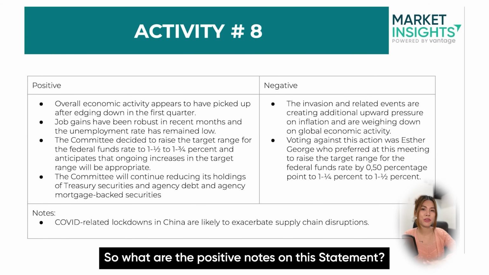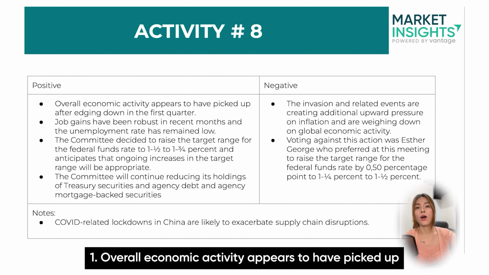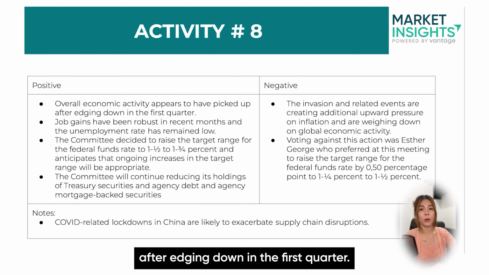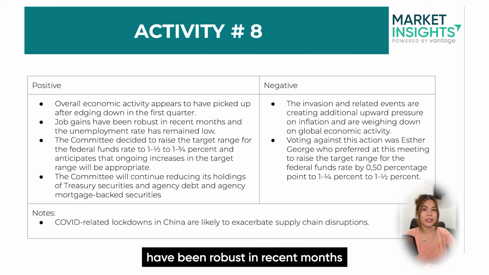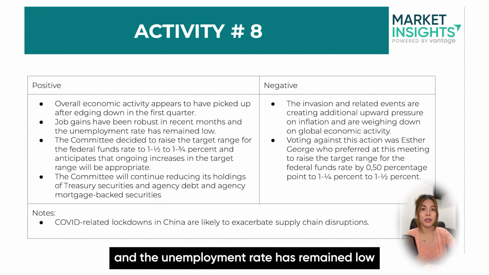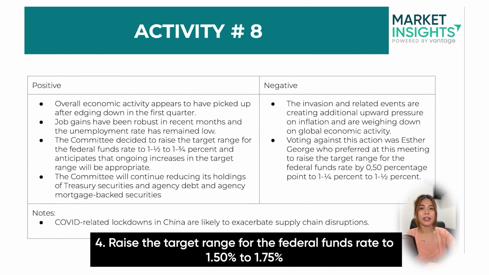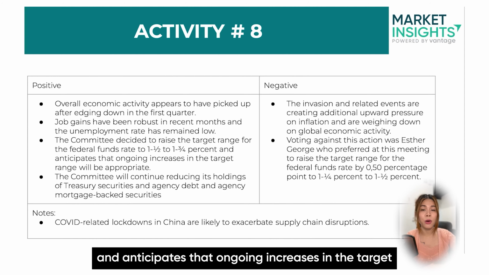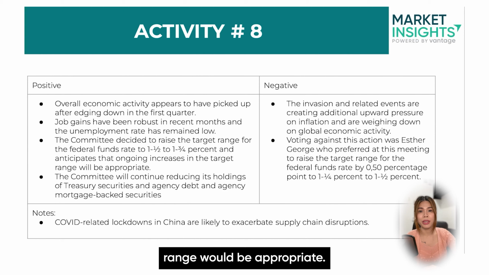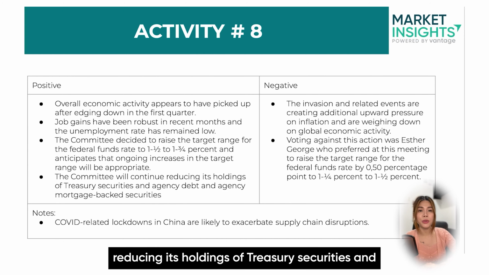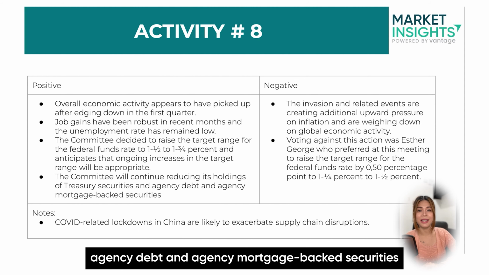So what are the positive notes on this statement? Number 1. Overall economic activity appears to have picked up after edging down in the first quarter. Number 2. Job gains have been robust in recent months and the unemployment rate has remained low. Number 3. Inflation remains elevated. Number 4, raise the target range for the federal funds rate to 1.5% to 1.75% and anticipates that ongoing increases in the target range would be appropriate. Number 5, continue reducing its holdings of Treasury securities and agency debt and agency mortgage-backed securities.